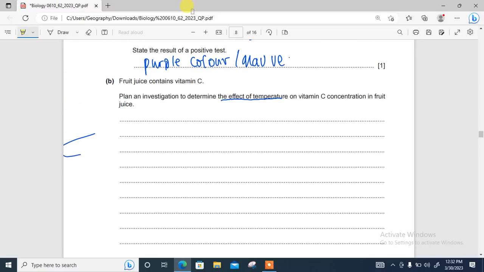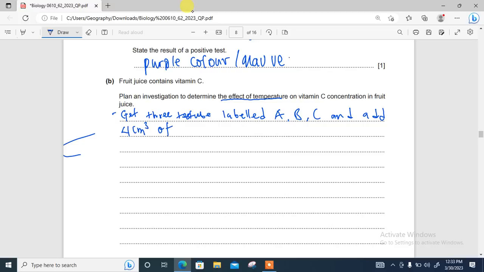Now, the first thing I will do is to get 3 test tubes, which I'll label A, B, C. So I will say get 3 test tubes labeled A, B, and C, and I will add, let me say, 4 cm cube of fruit juice into each test tube.